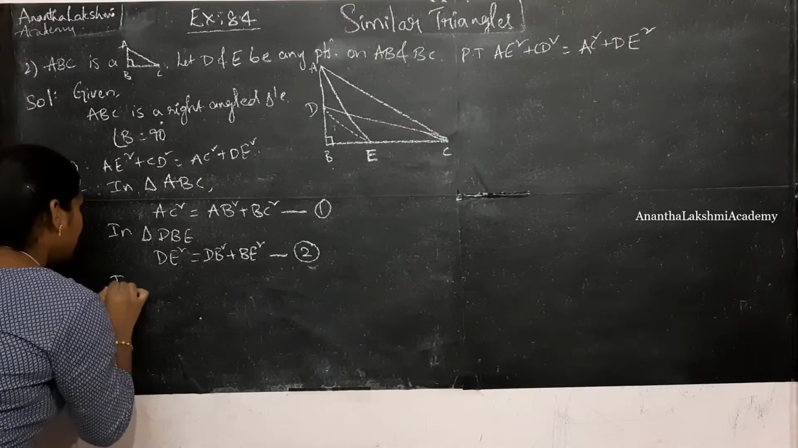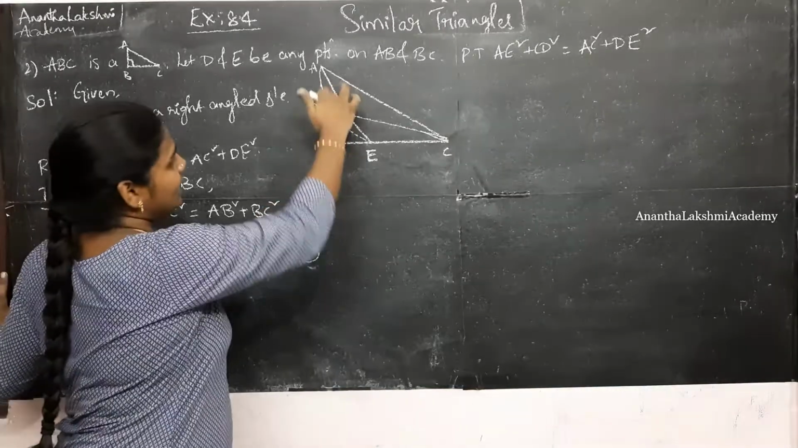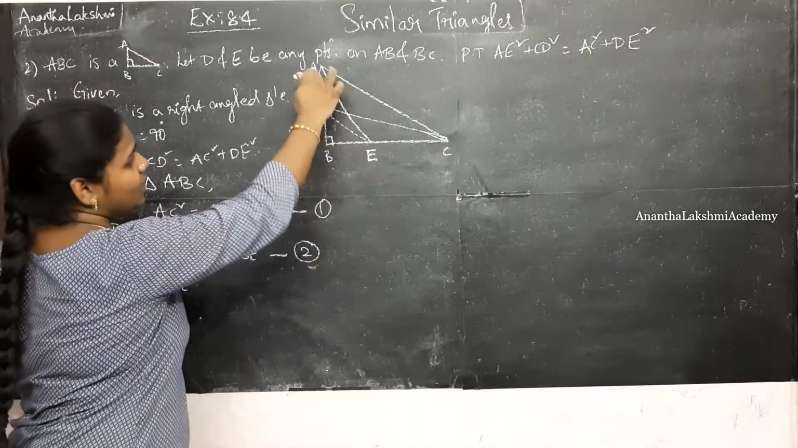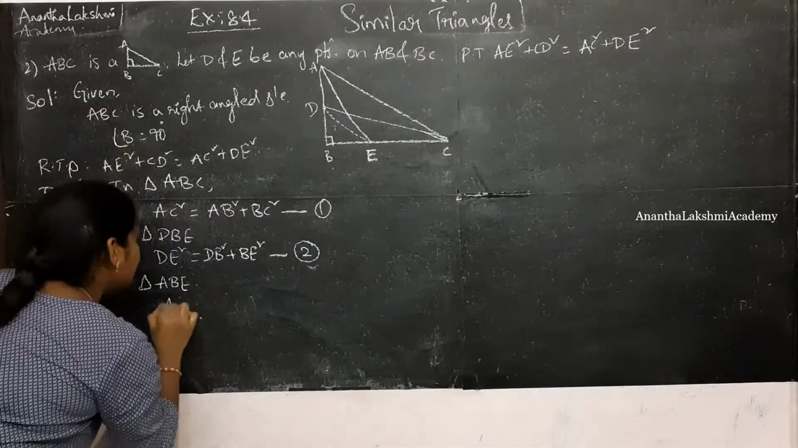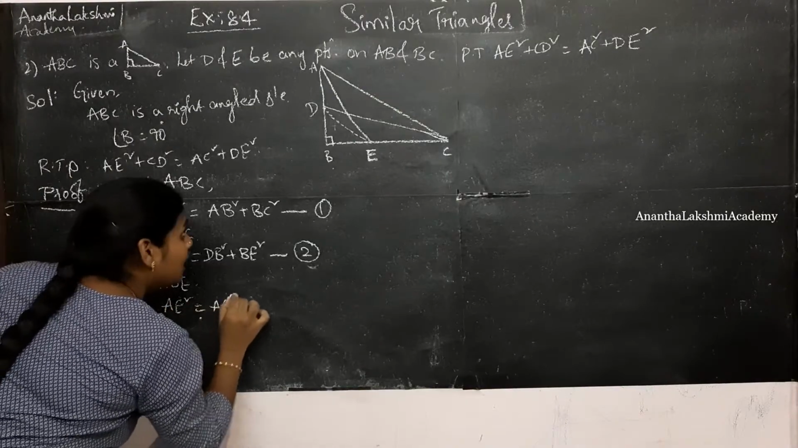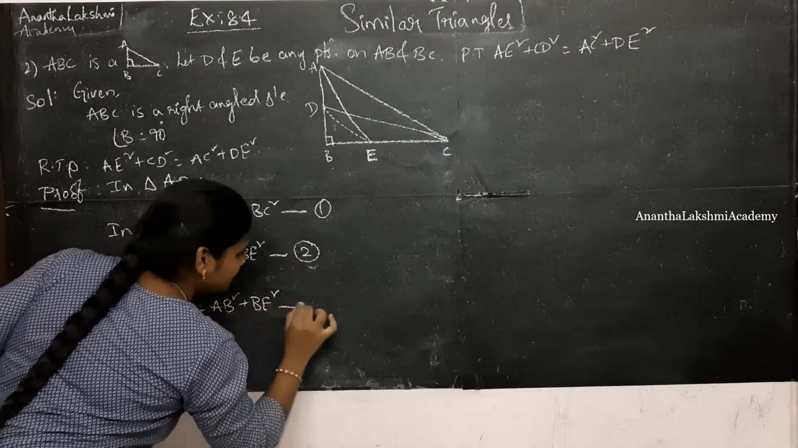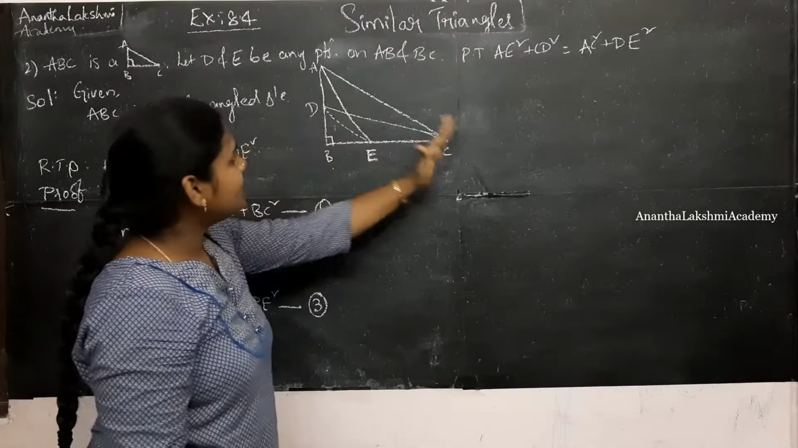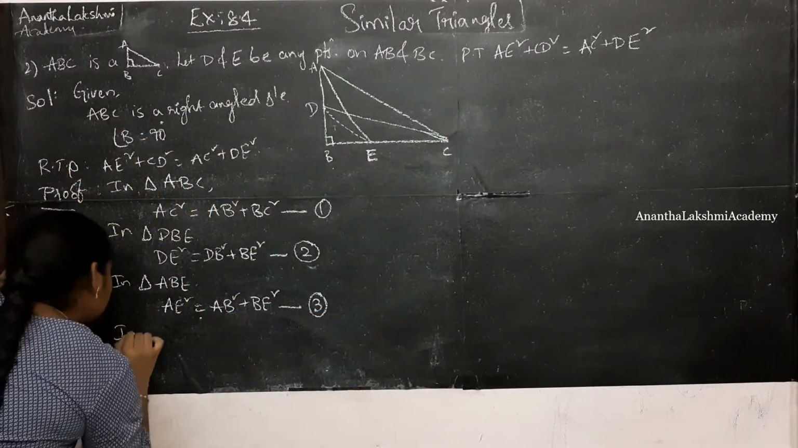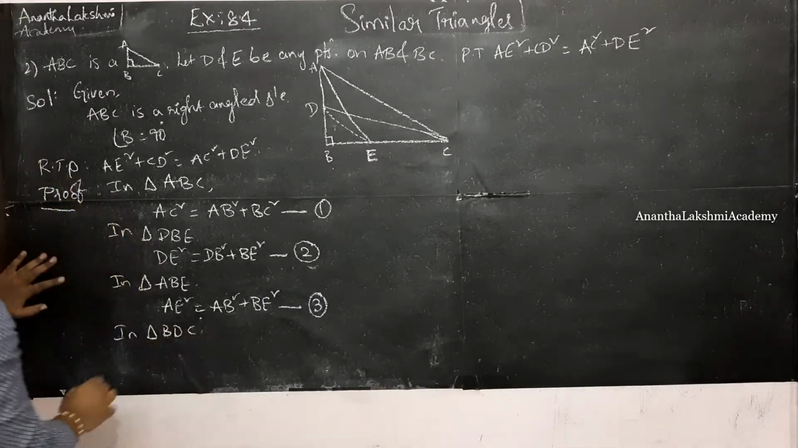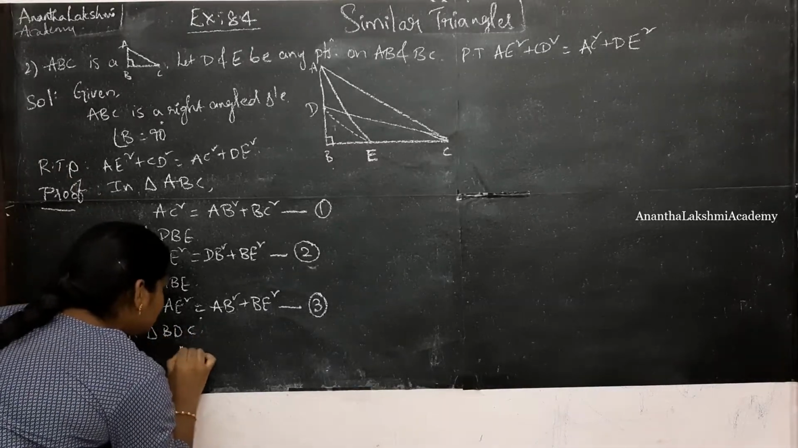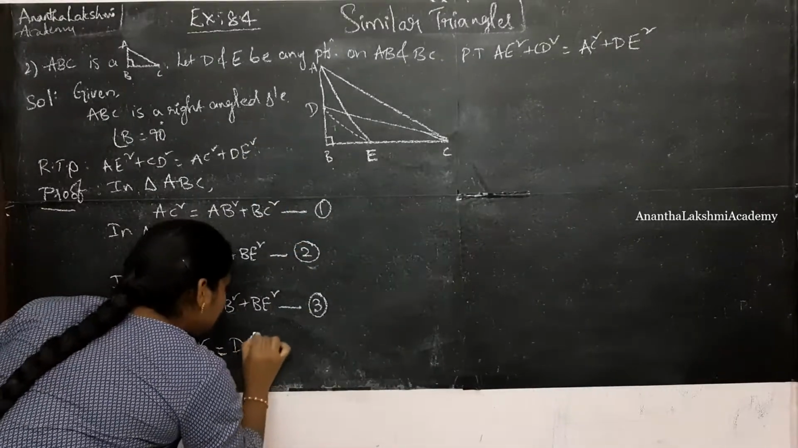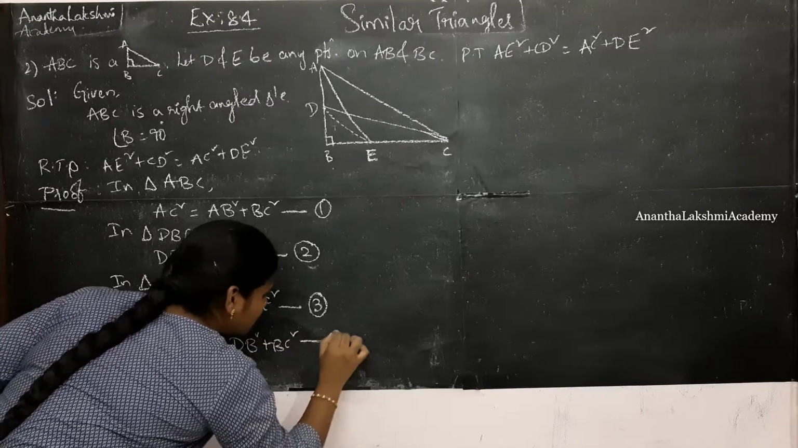Consider the others as well. In triangle ABE, from ABE, what can we write? AE square is equal to AB square plus BE square. Let us consider this as equation 3. Now, what is the triangle that is left out? BDC. Okay. In triangle BDC, DC square, or CD square, is equal to DB square plus BC square. Let us call this equation number 4.